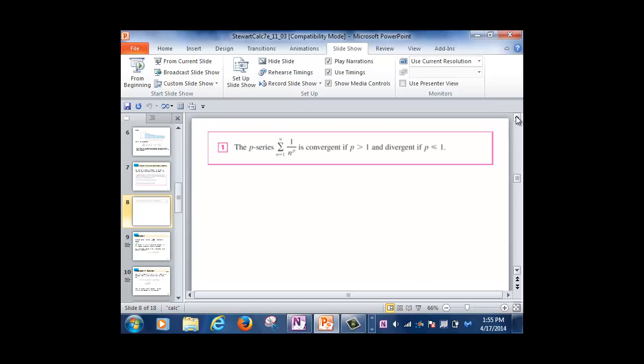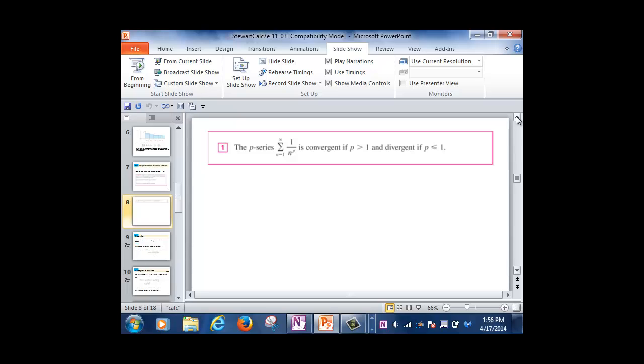Why is this p series convergent when p is greater than 1? Yes? Limit of what goes to 0? One over n to the p goes to 0.